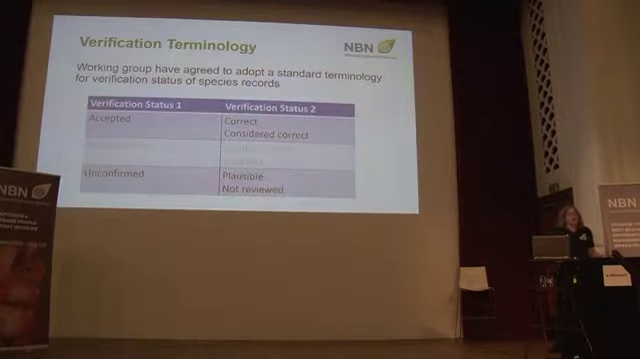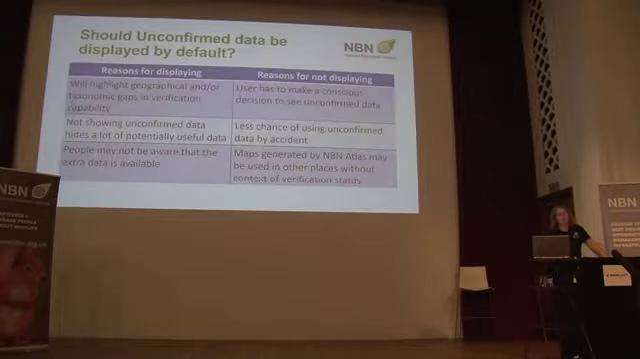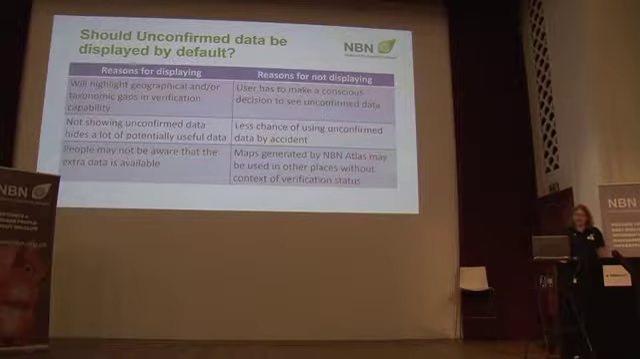What we couldn't come to agreement on in the working group was whether unconfirmed data should be displayed by default on the front page of the Atlas. There are some reasons for displaying it: it will highlight geographical and taxonomic gaps in verification capability. Not showing unconfirmed data potentially hides a lot of useful and good quality data, and also people may not be aware that the extra data is available to them to use.